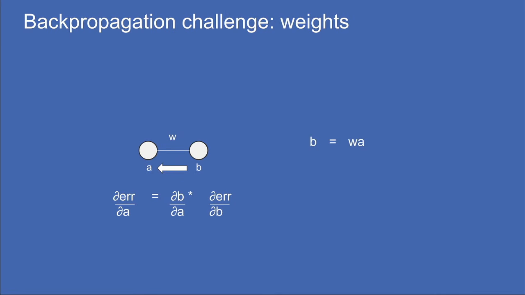Two neurons connected in this way are represented by this: B is the weight times the value of A. And so we can just take a little derivative here and get the change in B with respect to A is W. So this step in the backpropagation chain can be represented by whatever that weight is.